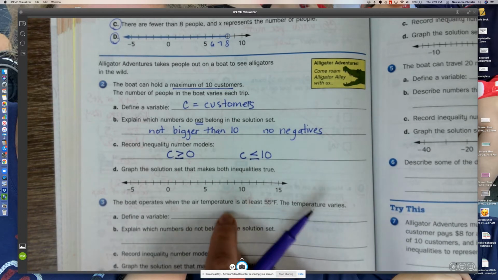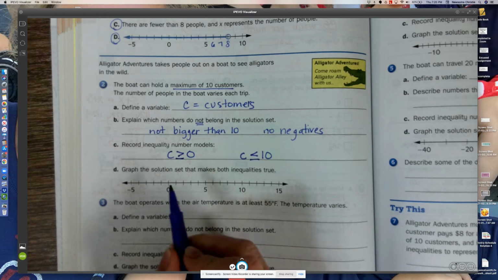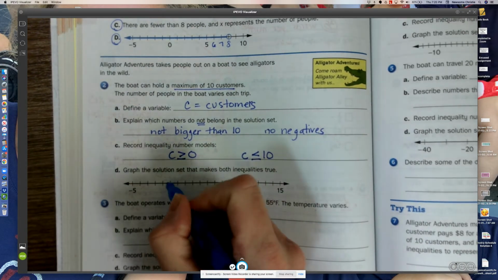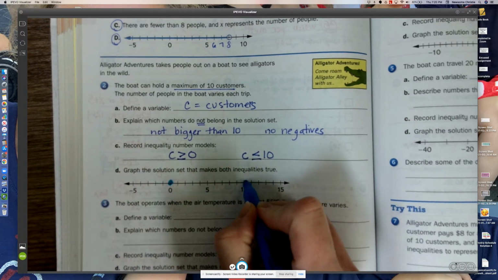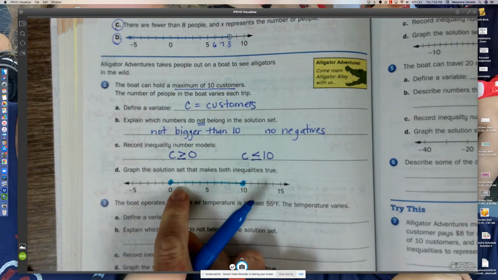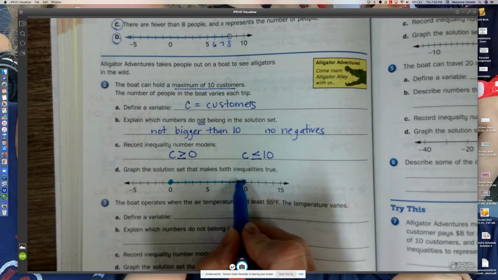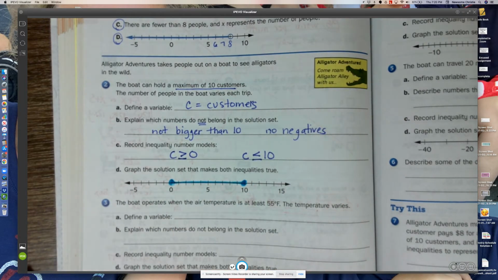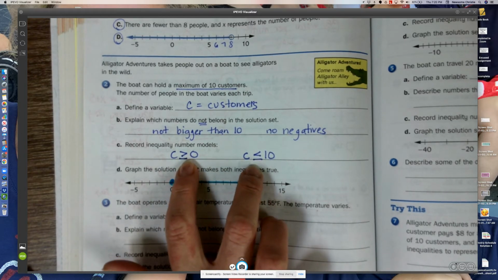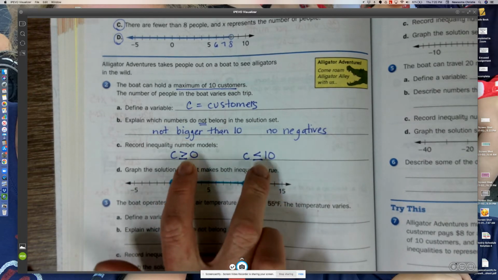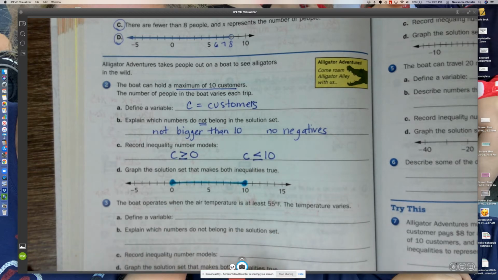All right, so now let's graph it. Since these are both equal to, they're going to be solid circles at 0 and 10. And my line is going to connect them up in the middle, right? So it can be anywhere between 0 and 10. And that'll be how many people can ride in that boat. Okay, does that make sense how we're doing this? All of these situations are going to have some limits, and that's kind of what these two things are. The lower limit is 0, the higher limit is 10, and so we have to write two inequalities to show where those fit.